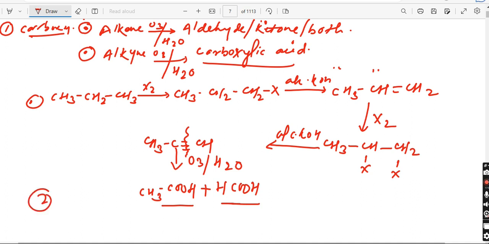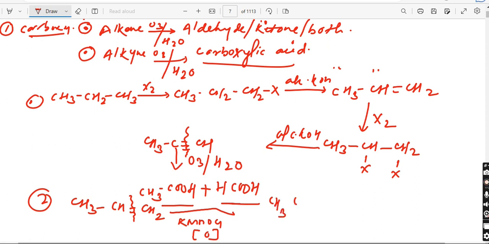The second way of preparing carboxylic acid is from alkene itself. Let's suppose this is CH3, CH2, CH double bond CH2. We can prepare alkene from alkane, as we have seen till now. So if we use KMnO4, which gives nascent oxygen, this will break this double bond and produce CH3 CH2 COOH plus this side HCOOH. In this way we can prepare the carboxylic acid.